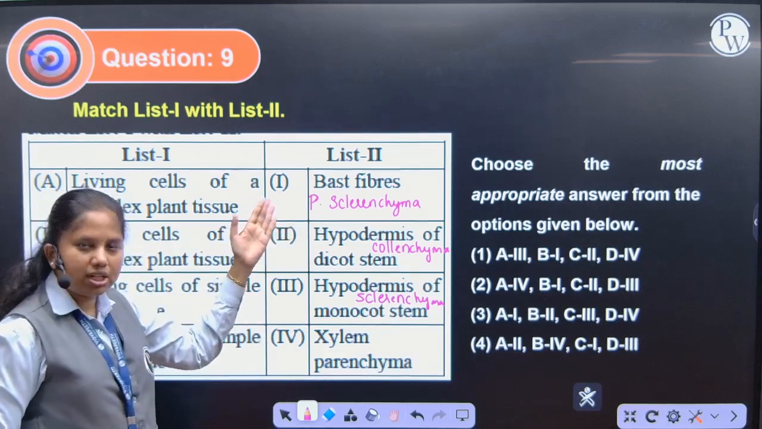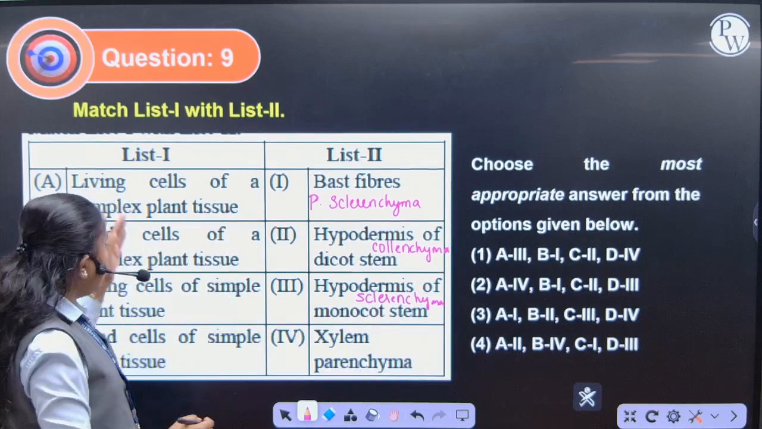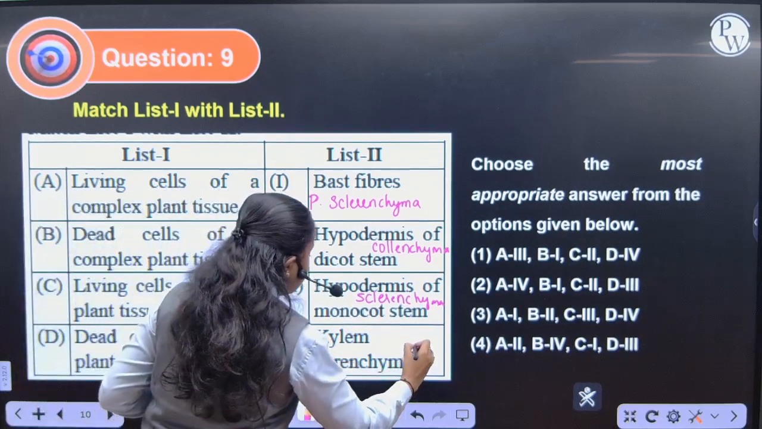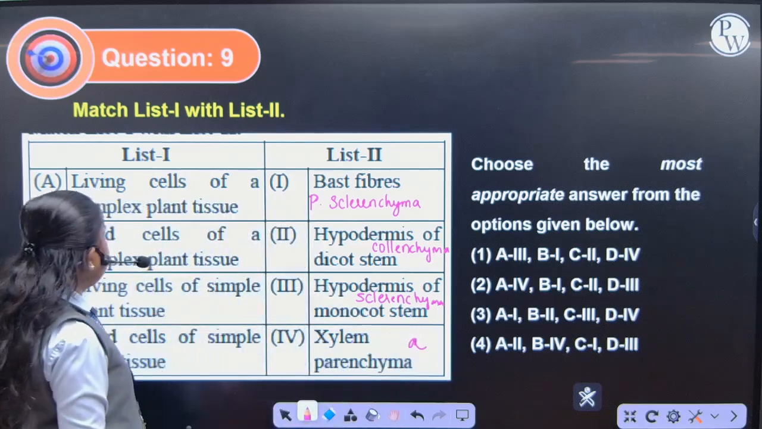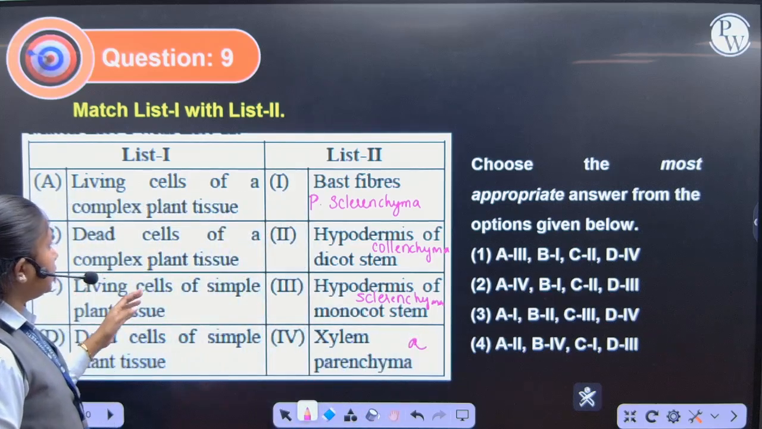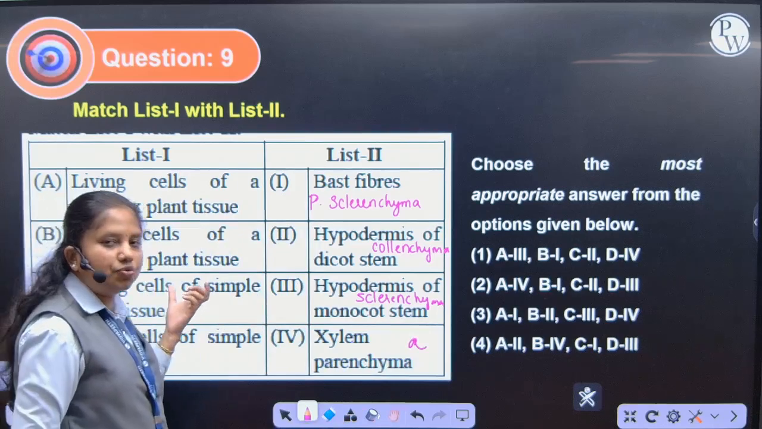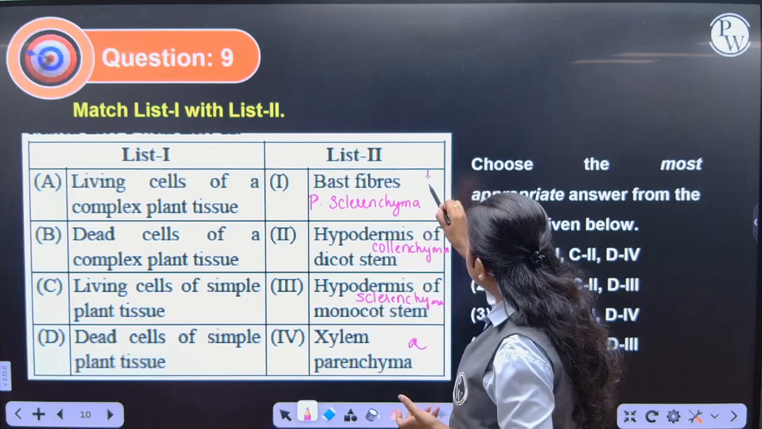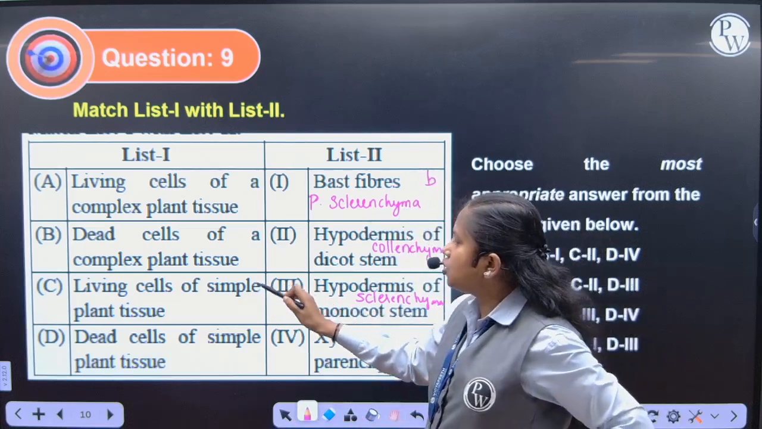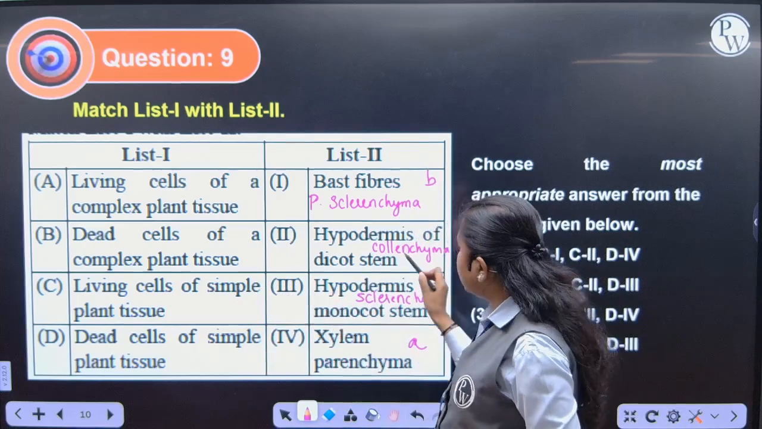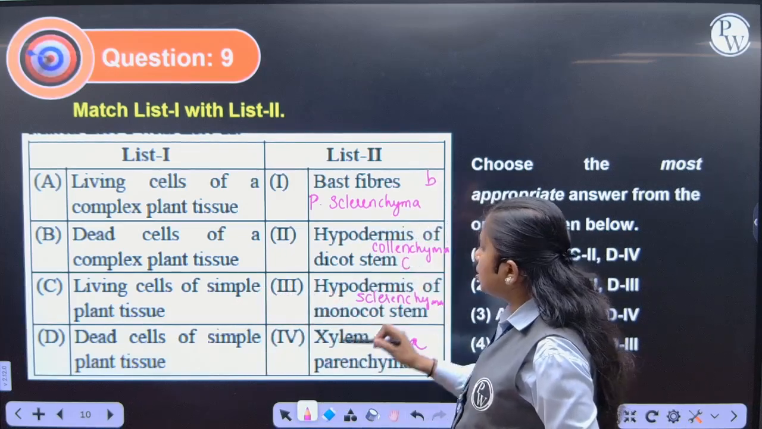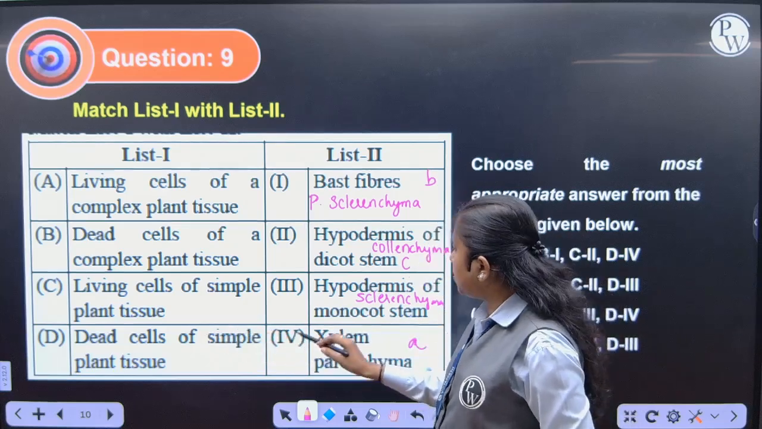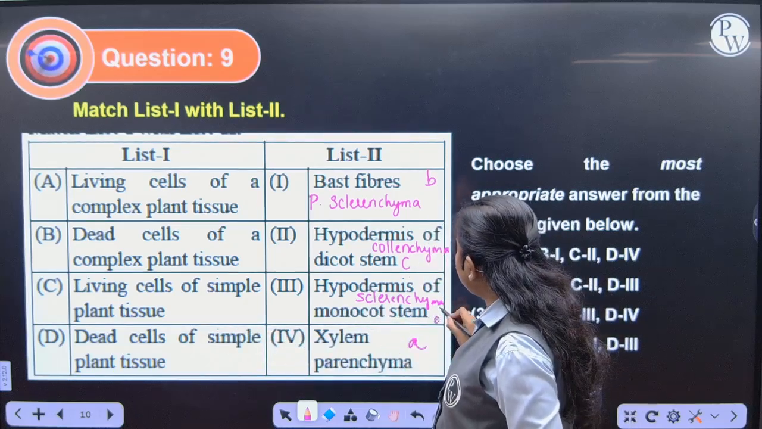Again, we know sclerenchyma are dead tissue. So A will be option 4 here, xylem parenchyma. Then we have dead cells of complex plant tissue. Again, complex plant tissue means xylem and phloem, so bast fibers will be B. Living cells of simple plant tissue, we have parenchyma, hypodermis of dicot stem. And then dead cells of simple plant tissue, we have hypodermis of monocot stem.